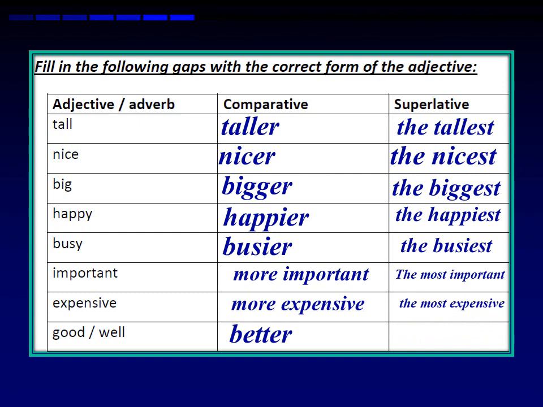And we can say the most or the least. The most expensive or the least expensive. And good and well, the superlative form of good and well is what? The best. I can say Ahmed is the best student in the class.